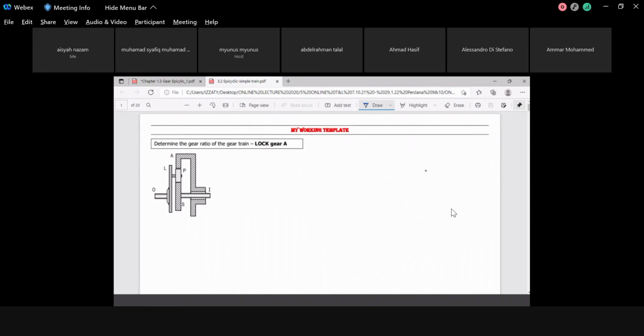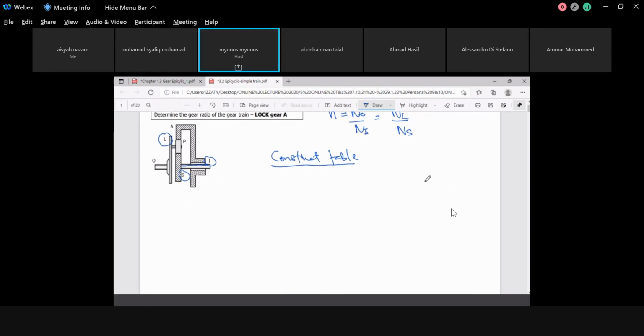Okay, now N just now is equal to what? It is equal to NO by NI, which is equal to N, we want to look, O is the NL. So NL. But NI is S. Why? Because this shaft carries S, so N S. Okay, now construct the table. How to construct? It's not very difficult.